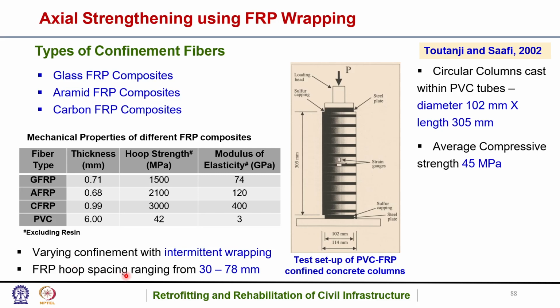So it had varying confinement with intermittent wrapping. FRP hoop spacing ranged from 30 to 78 mm. So this was a test setup of PVC FRP confined concrete columns, and the circular columns cast within PVC tubes had 102 mm diameter and 305 mm length, and the concrete had a compressive strength of 45 megapascal on average.